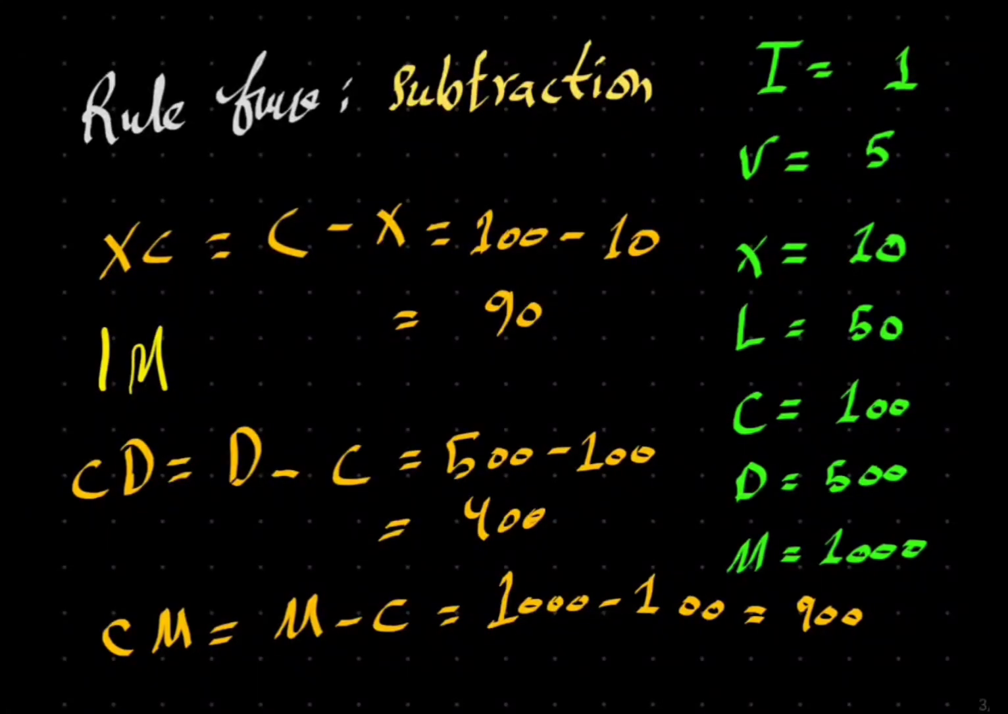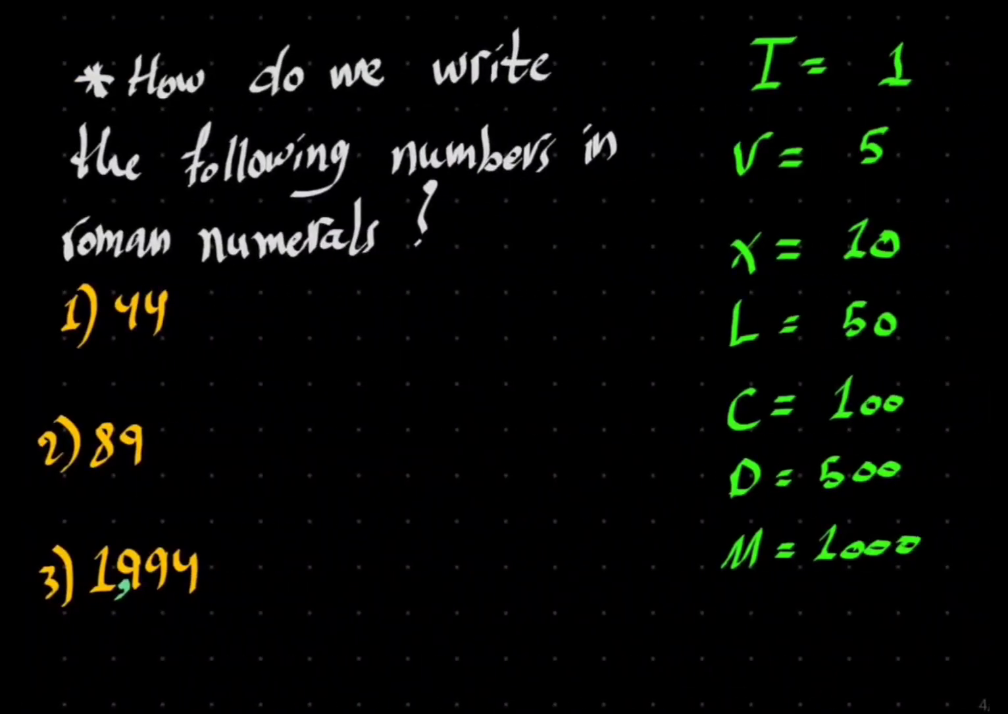Now let's combine both rules and build some real numbers. How do we write the following numbers in Roman numerals? First, 44. Let's take the tens. We have 40. And the ones, we have 4. 40 equals L minus X, which is XL.